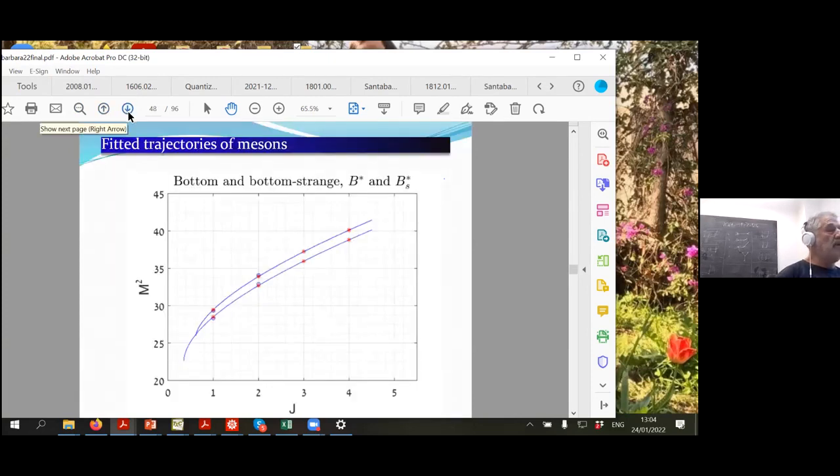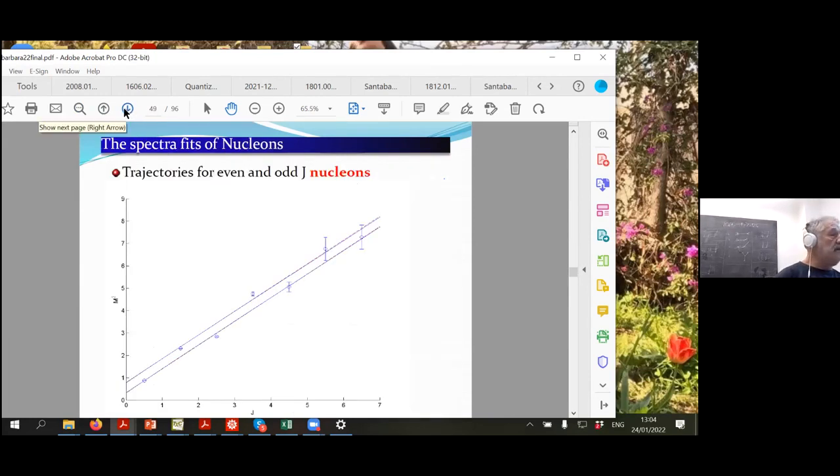Okay, this is for B, so the vector B star. I'm sorry that I don't have all these fits here, but these were for the mesons. For nucleons, we get similar fits. For the nucleons itself, so I meant for the baryon.